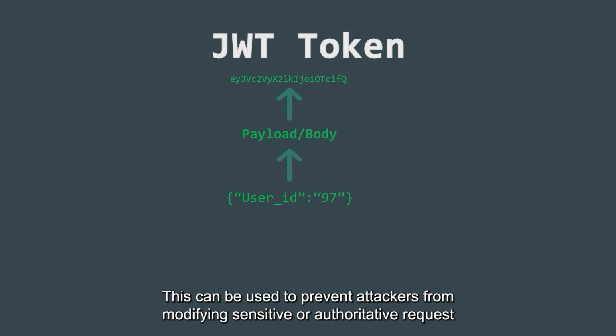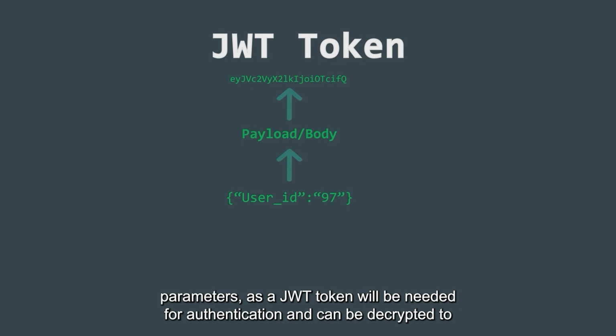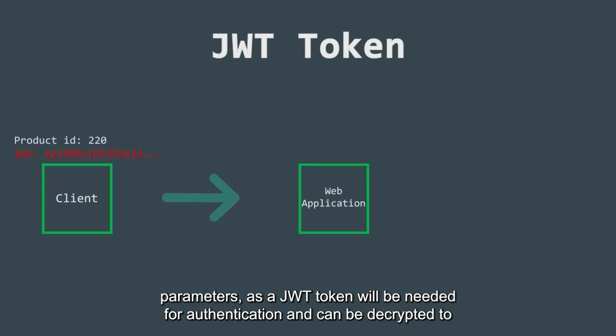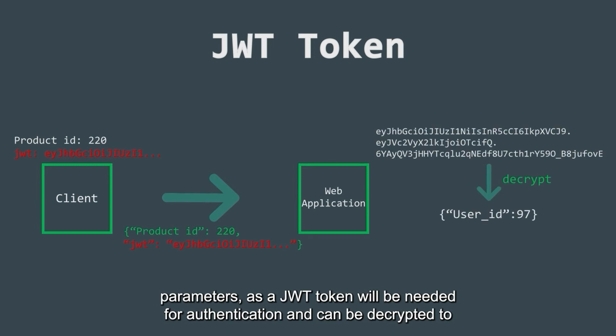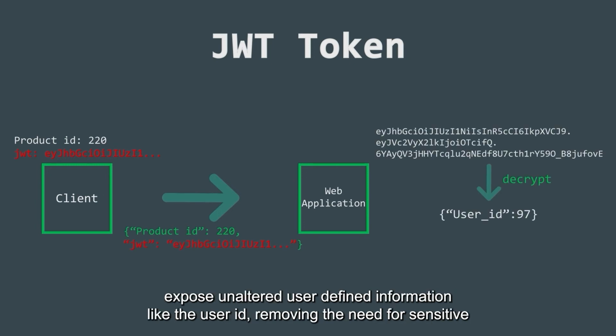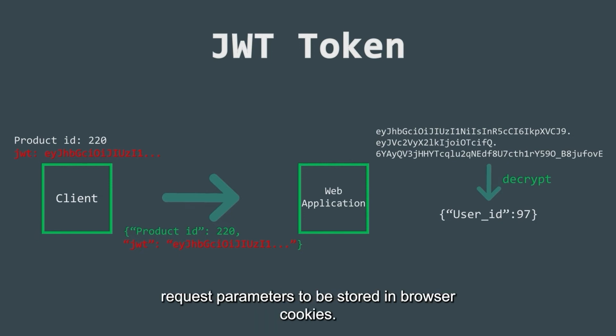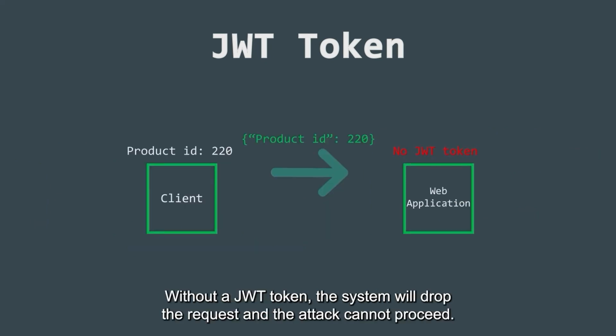This can be used to prevent attackers from modifying sensitive or authoritative request parameters, as a JWT token will be needed for authentication and can be decrypted to expose unaltered user-defined information like the user ID, removing the need for sensitive request parameters to be stored in browser cookies. Without a JWT token, the system will drop the request and the attack cannot proceed.